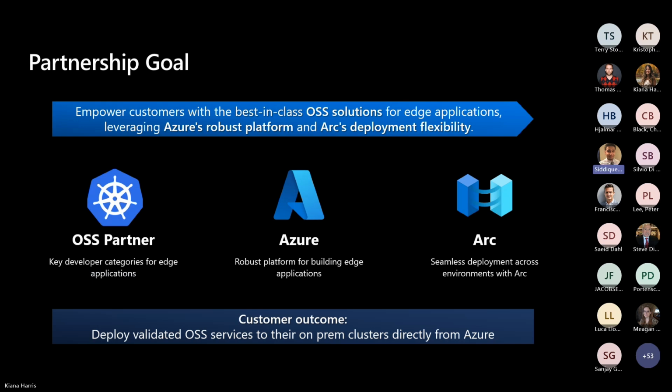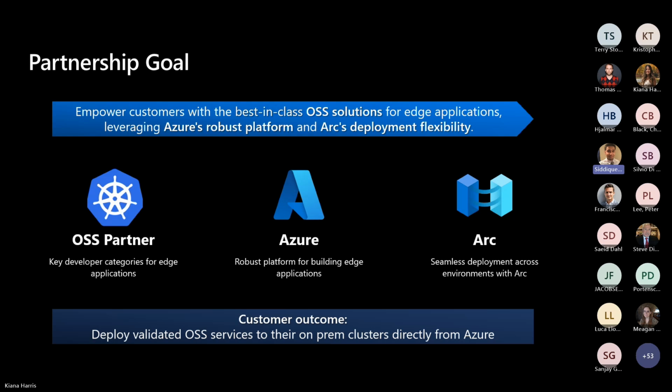So our overall goal is to bring as many OSS partners and ISV partners to the marketplace as possible. By bringing Arc-enabled partners to the marketplace, it will allow us to offer more value and choice to our customers who want to deploy and manage Kubernetes applications or services across their hybrid cloud environments. This benefits both the partner and Microsoft.